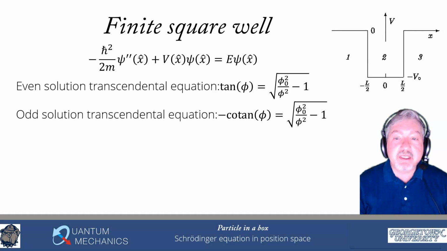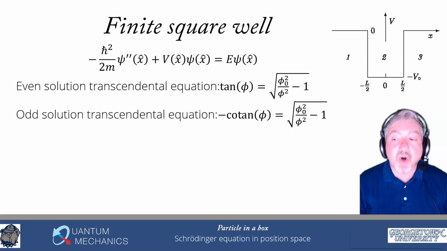All right. So these now are my transcendental equations. Tangent phi equals the square root of phi 0 squared over phi squared minus 1. And minus cotangent phi equals the square root of phi 0 squared over phi squared minus 1. Now, I know that you guys don't have a lot of experience with solving transcendental equations. The way that we solve this is a method called the graphical method. Essentially, we plot the left-hand side of the first equation and the right-hand side of the first equation. The points where the lines cross are going to give us the solutions. And we do the same thing for the second equation. But you see the right-hand side of both equations is exactly the same.